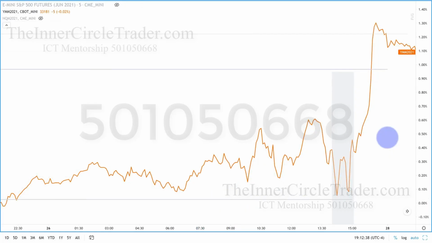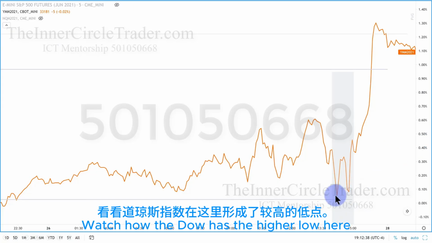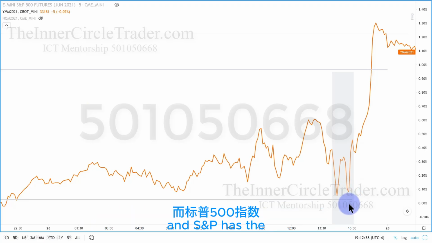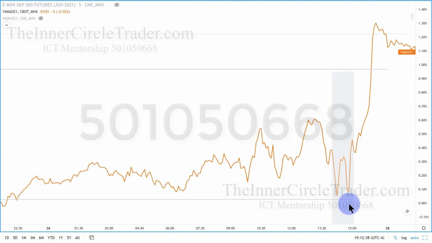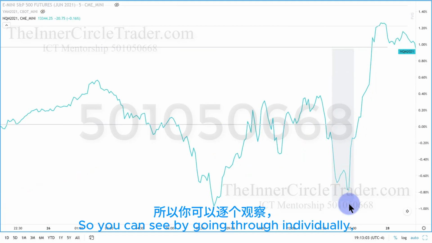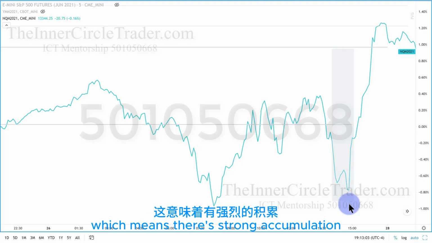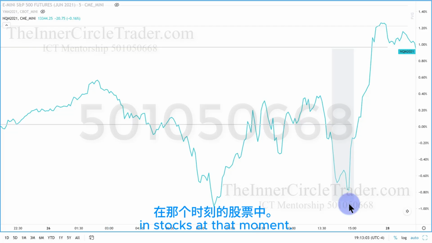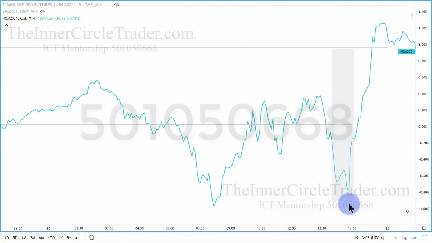There's the Dow. And once more, you're focusing on these lows here. Watch how the Dow has the higher low here, and S&P has the lower low. See that? And then finally, we'll go to the NASDAQ, and it clearly has that lower low. So you can see by going through individually, there's absolutely a divergence, which means there's strong accumulation in stocks at that moment. And if the S&P is trading at a bullish order block, that means it's qualified for a long.